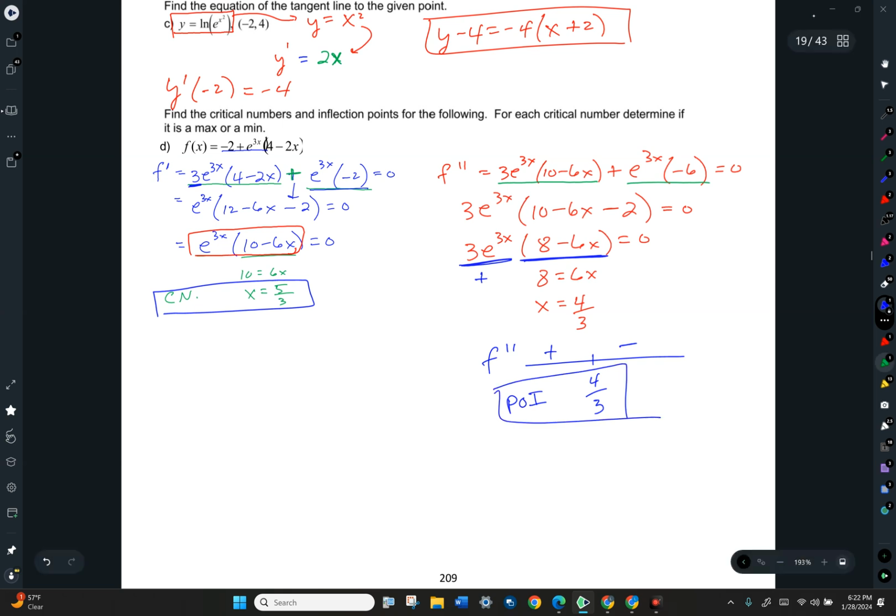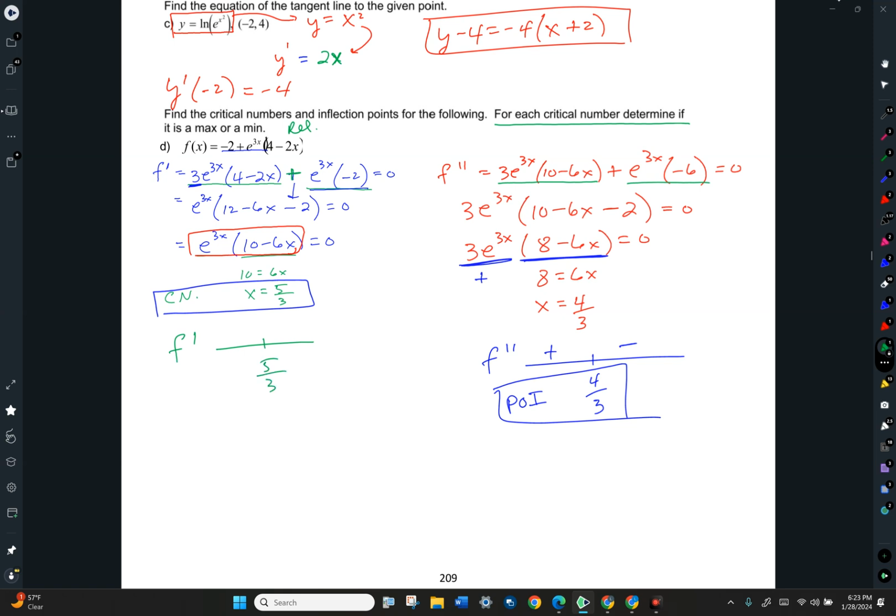And then the last thing they asked is, for each critical number, determine if it's a max or min. Let's assume that says relative max or min. So it's a relative max or min if the derivative changes sign. So you could say, well, here's my derivative. I know it equals 0 at 5/3.